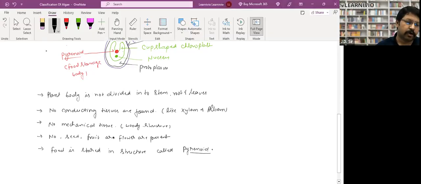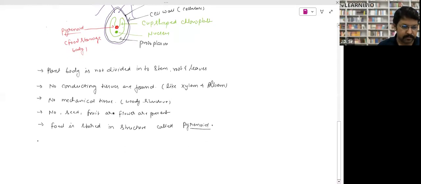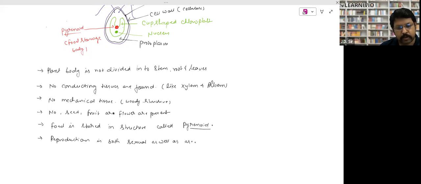Last but not the least, food is stored, and reproduction is both sexual as well as asexual. Both kinds of reproduction occur.